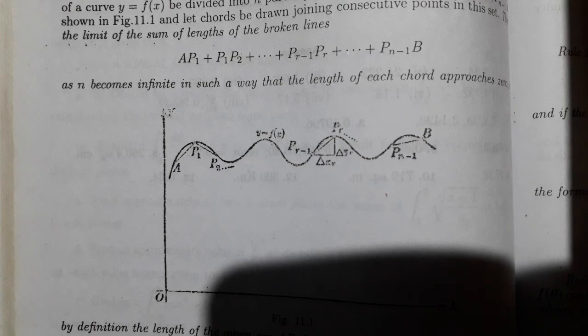Here we are inserting points on the curve, P1, P2, P3 like that, and we join these points: from A to P1, then from P1 to P2, then from P2 to P3, and so on. In the same manner, we join P(r-1) to P(r). In that way we proceed further. By the definition, we'll try to find the length of one line, the length from P(r-1) to P(r).